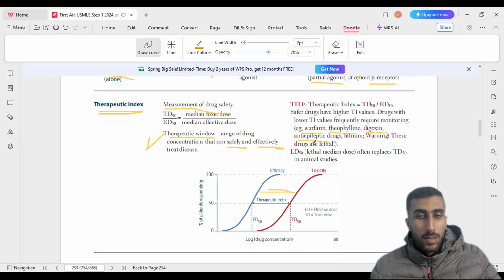Any anti-epileptic drugs in the ICU, for example, frequently you check a phenytoin level, which is a famous anti-epileptic drug. And lithium. As these drugs have a low therapeutic index, you will notice during your medical practice that you watch for their toxicity or for their level. Warfarin, theophylline, digoxin, anti-epileptic drugs, and lithium.